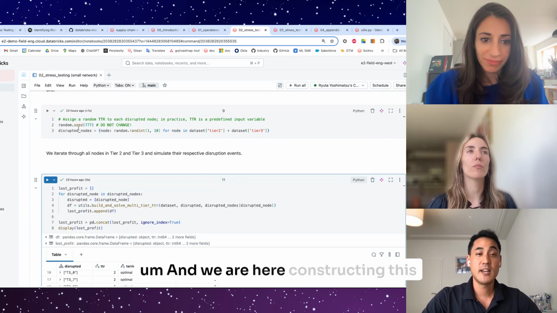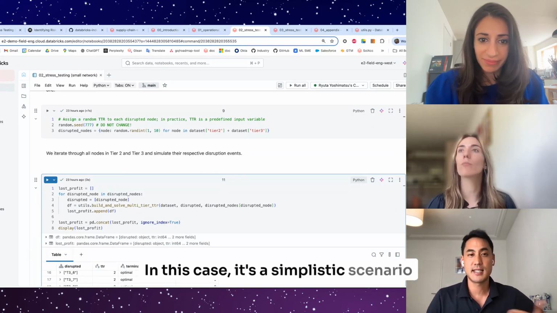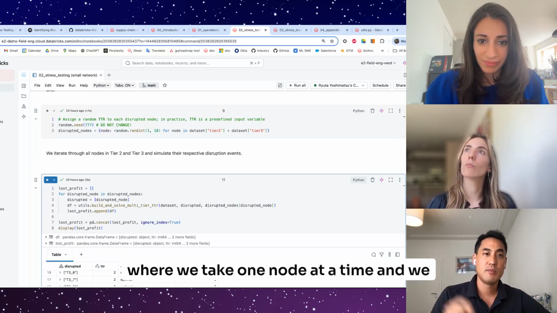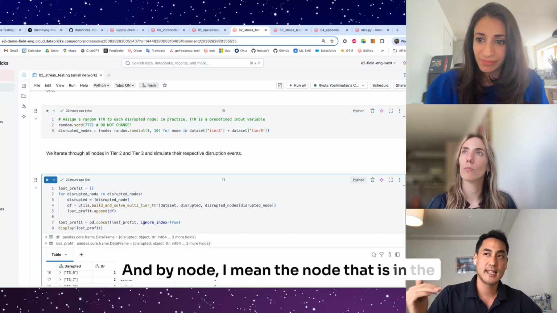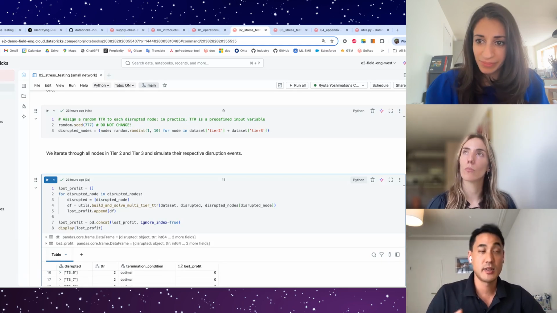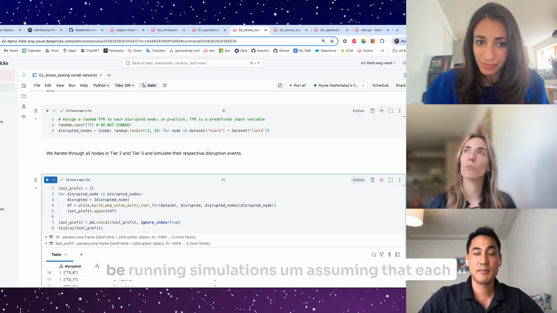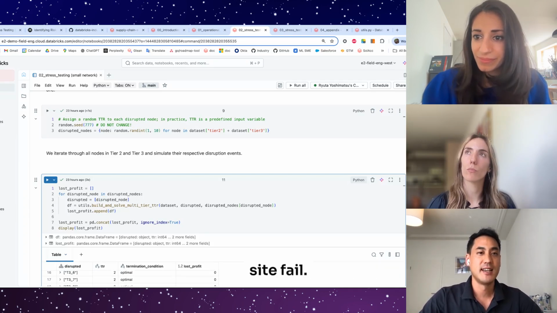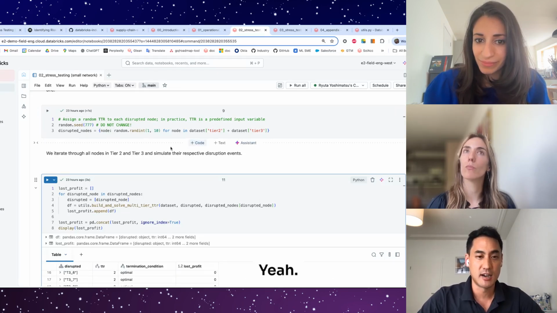And we are here constructing this disruptive scenario. In this case, it's a simplistic scenario where we take one node at a time and we remove them from the network. And by node, I mean the node that is in the second tier and the third tier. So the assumption is that we're going to be running simulations, assuming that each site fails. And for this, we're also assigning a random TTR.